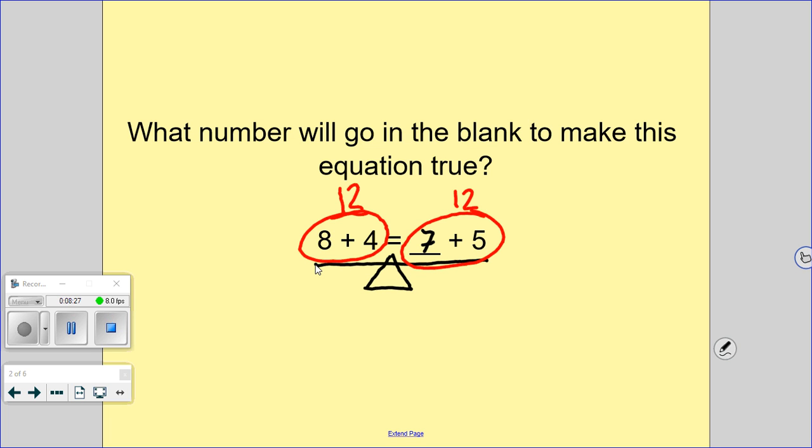Think about it in terms of money, right? You might have a dollar bill, or you might have 4 quarters. Those do not look the same, but they are worth the same. They have the same value. So these two equations don't look very similar, but they end up equaling the same amount.